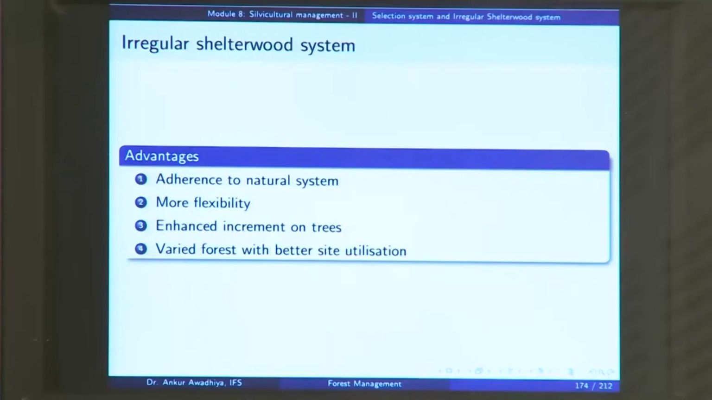So, what are the advantages? Why would you want to go with such a complexity or such a bizarre system? This is because you get certain advantages. There is an adherence to the natural system because you have characteristics of a selection forest. In this case, at all times you are having a canopy cover, unlike in a Shelterwood system in which at certain times you are removing the canopy cover.